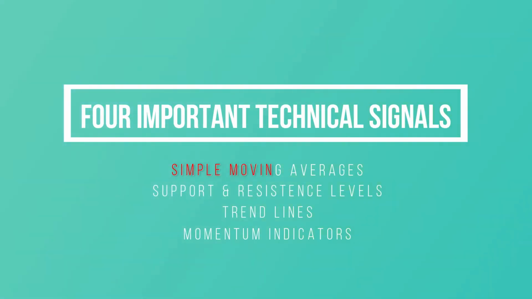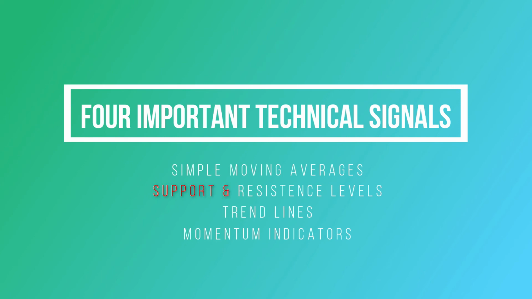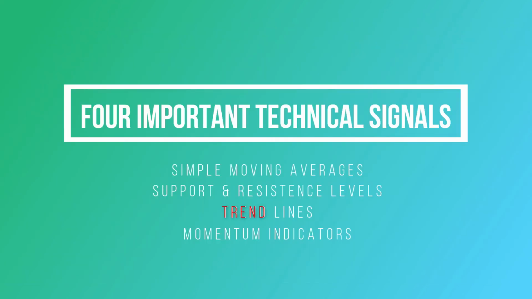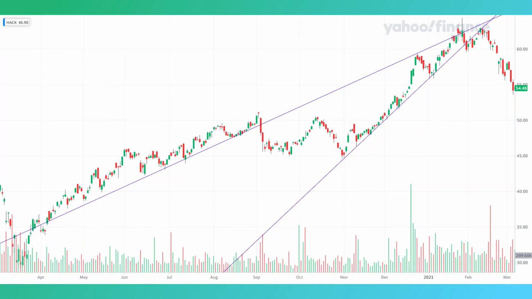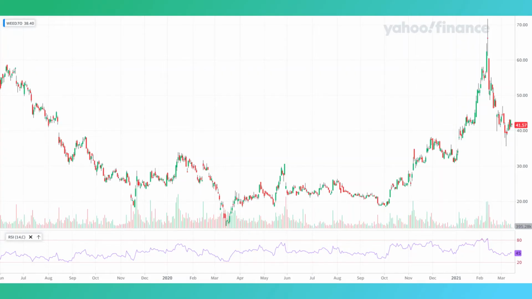Simple moving averages, which help assess a stock's trend by averaging the daily price over a fixed time period. Support and resistance levels, which are areas in which buyers have stepped in before or where sellers have impeded the price advance. Trend lines, which are often used for stocks moving to new highs or new lows and can serve as a great entry or exit point. And lastly, momentum indicators, which help investors determine a bunch of data, including when a security is over or underbought.